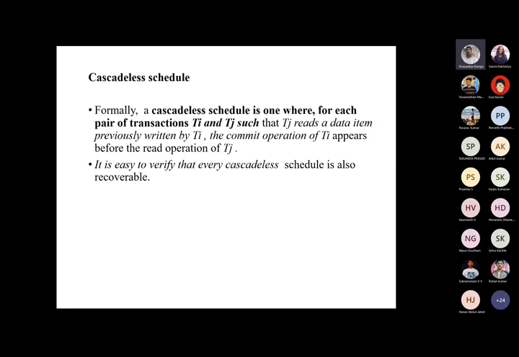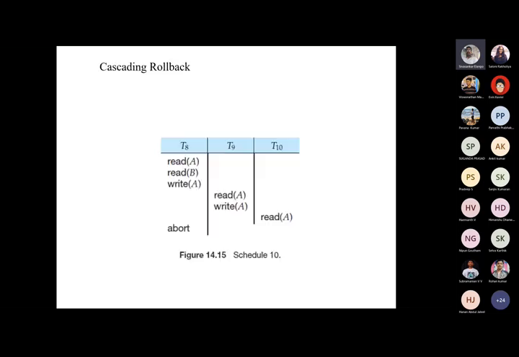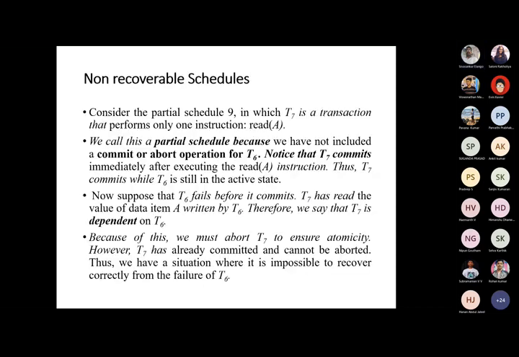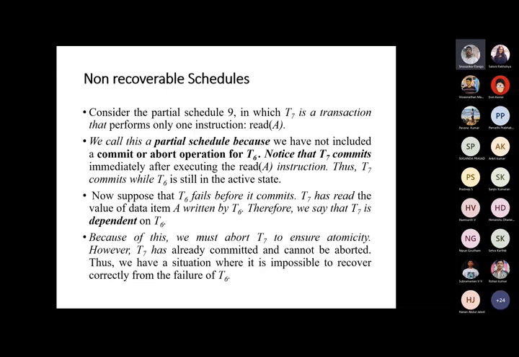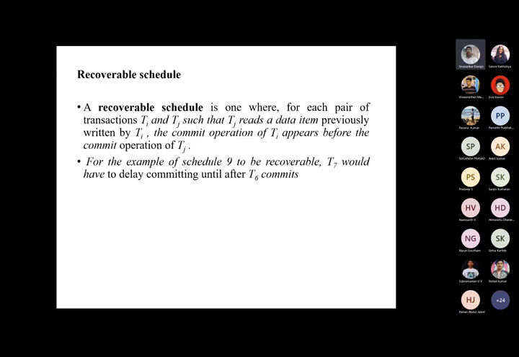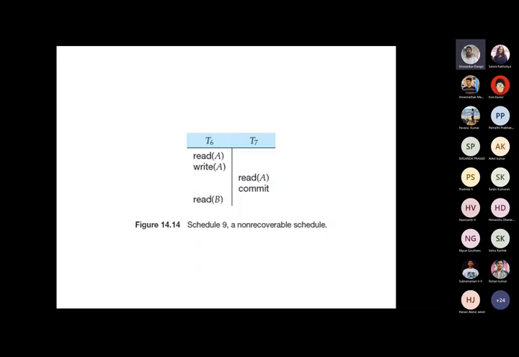So I think we have discussed transaction atomicity in today's class: recoverable schedule, non-recoverable schedule, cascading rollback, and cascadeless schedule, right? So I want one of you to look into it and explain it again, so that it's easy for others to follow. Can anyone define a recoverable schedule and a non-recoverable schedule?